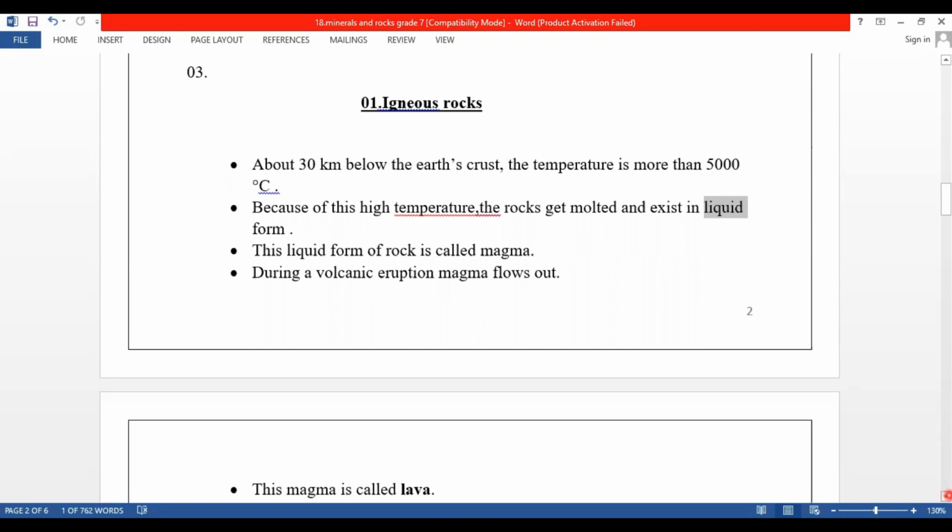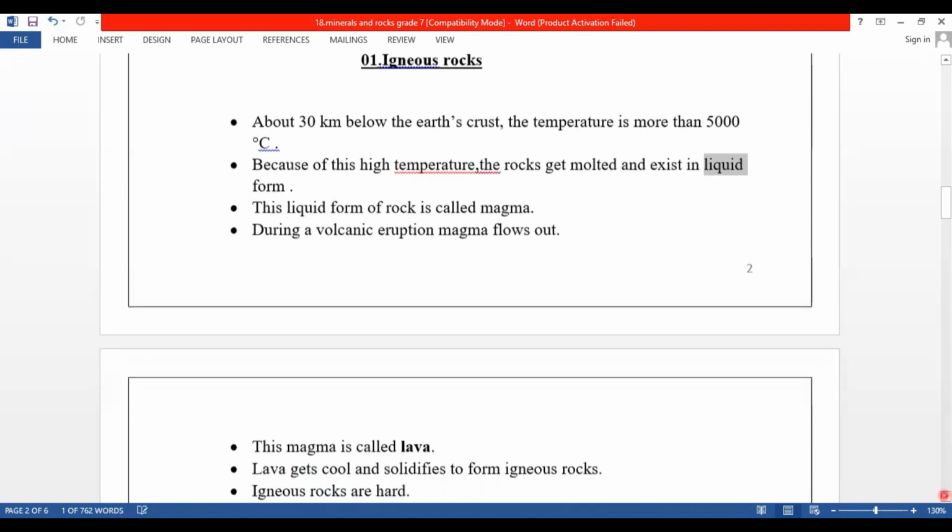All the rocks have dissolved. Rocks have dissolved and they are in a molten state or liquid state. This liquid form of rock is called magma. A special name is there for the liquid form of the rocks, that is magma. During a volcanic eruption, magma flows out. Volcanic eruption means ගිනි කඳු විදාරණයේදී, magma flows out from the volcanoes then.